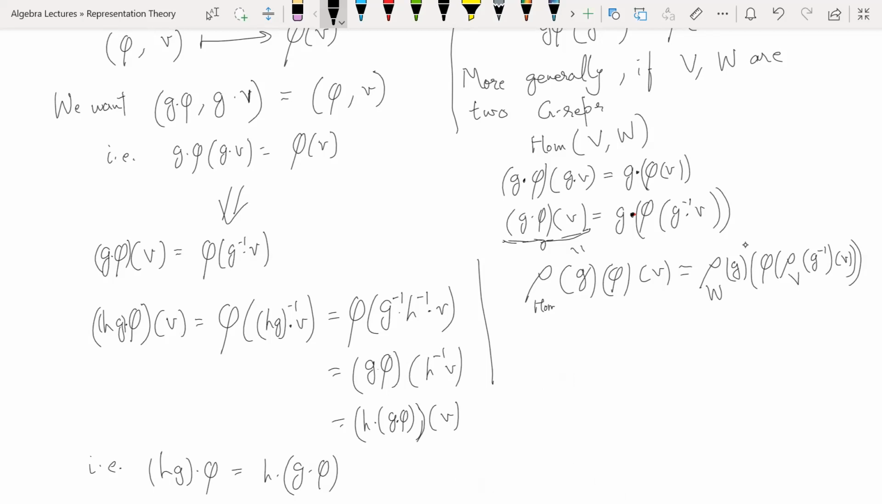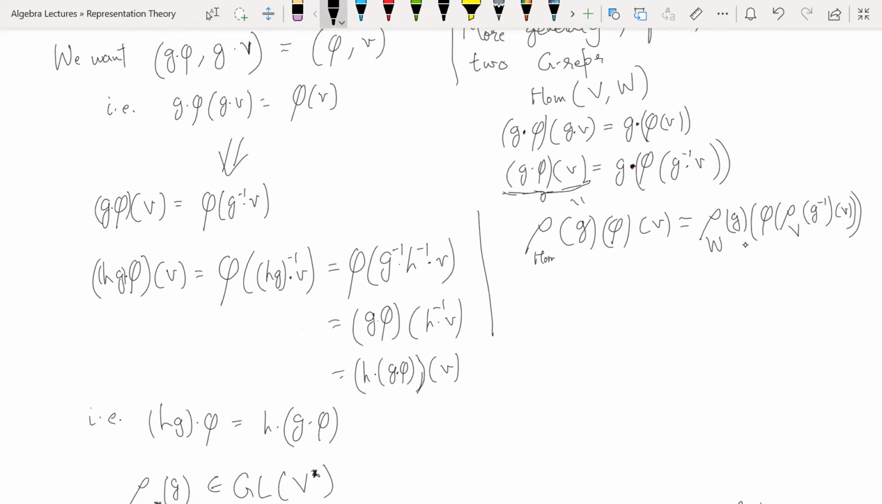Now, you use this formula with V replaced by H inverse V, and you get that this is the same as G phi evaluated at H inverse V. And again, you replace phi by G phi and G by H, and then you see that this is H dot G dot phi evaluated at V. So this is the same. That tells you that Hg dot phi is the same as G dot phi. First you apply G to phi and then apply H.